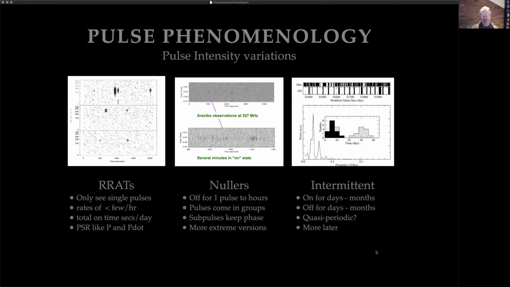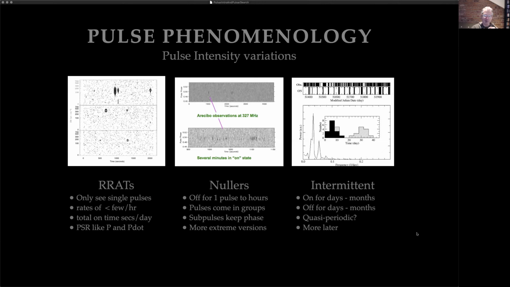There are also other pulsars called intermittent pulsars. These can be on for days to months. So every time you look at it, it'll be there, it'll be on. But then for a period, it can be off for a few days or months, and then it'll turn on again. And some of these objects are actually highly periodic. So they will be on for a few days, then they'll be off for maybe 10, 15 days, and then they'll be on for a few days, off for 15 days. And so that's actually quite a strongly periodic signal.